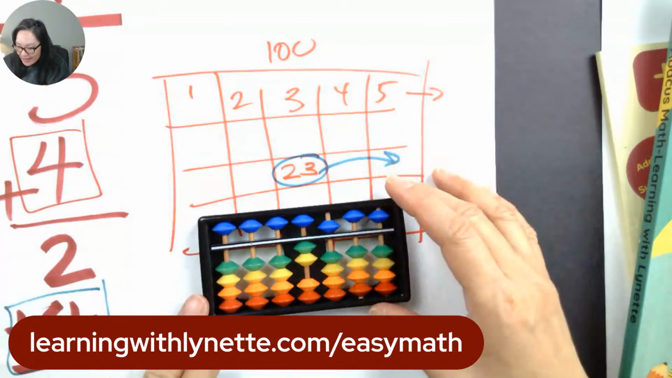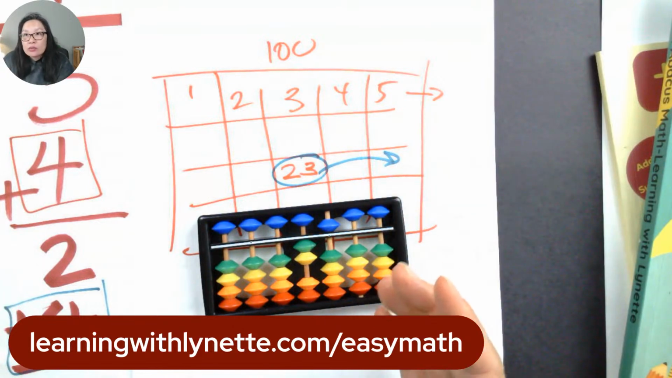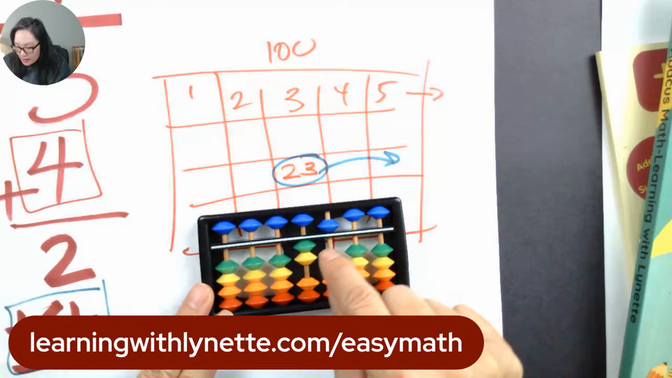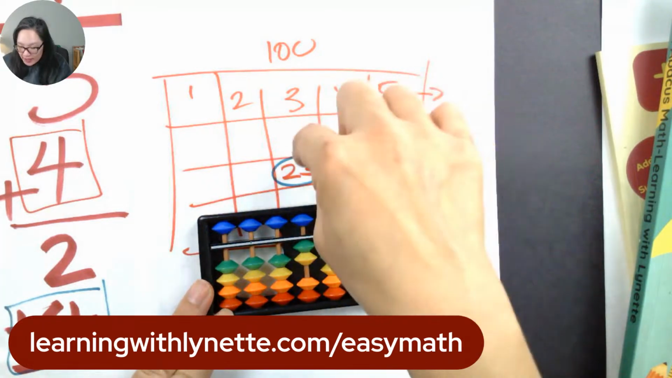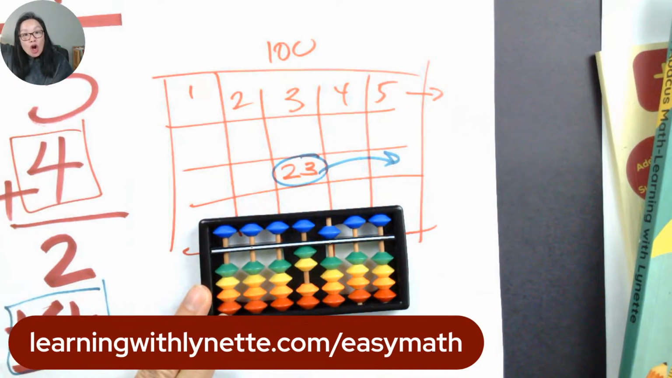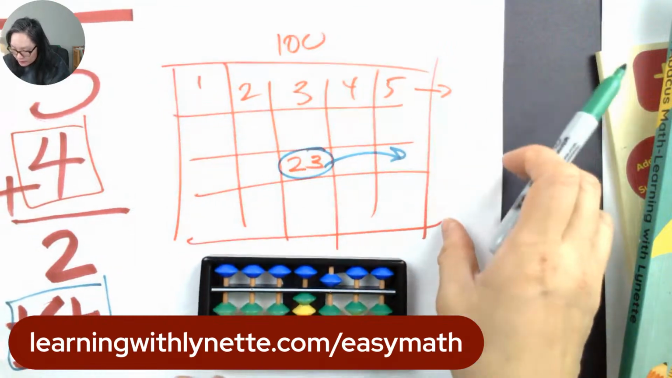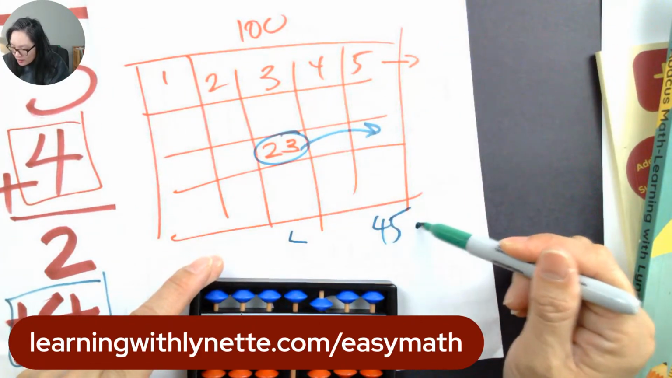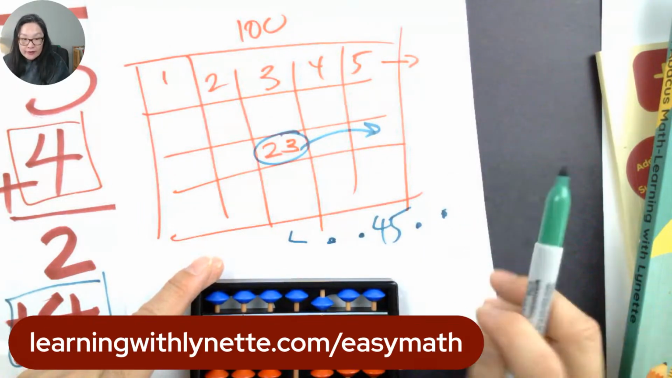So having the abacus, because it can also grow with them, right? Because you can actually do multiplication and division. But the idea here is, because you pick a number from the abacus, you can use the abacus to help them count on. So if I said 45, what's after 45, and what's before 45, right?